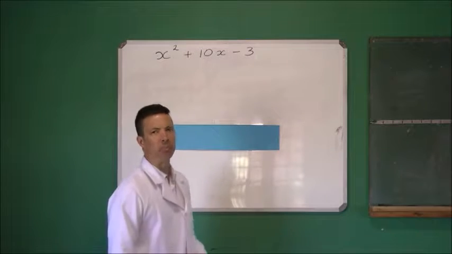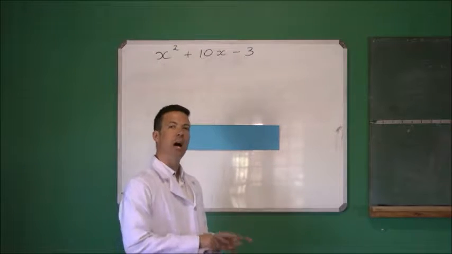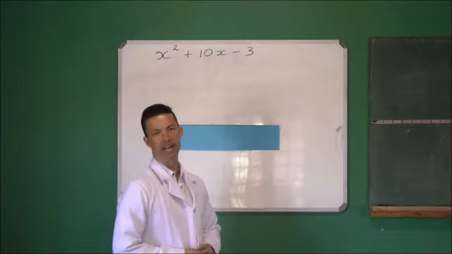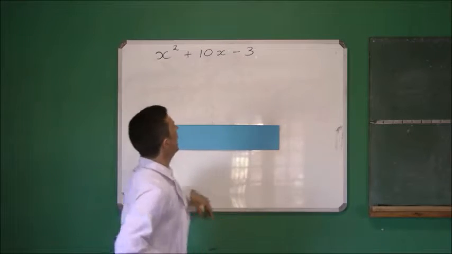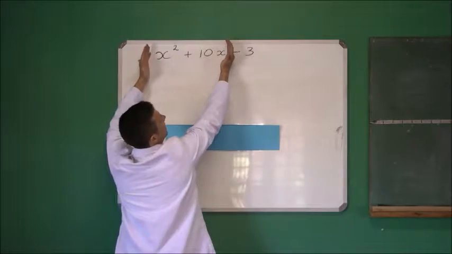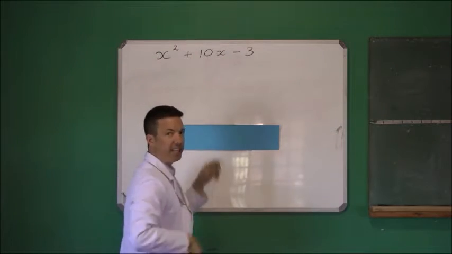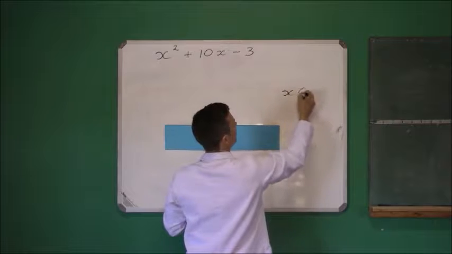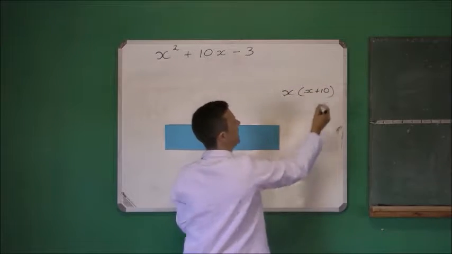Today we're going to be completing the square. I'm going to show you how we do it practically and where the method actually comes from. If we have a look at this trinomial over here, I'm actually only interested in this portion over here. If I factorize that portion, I'll get x by x plus 10.